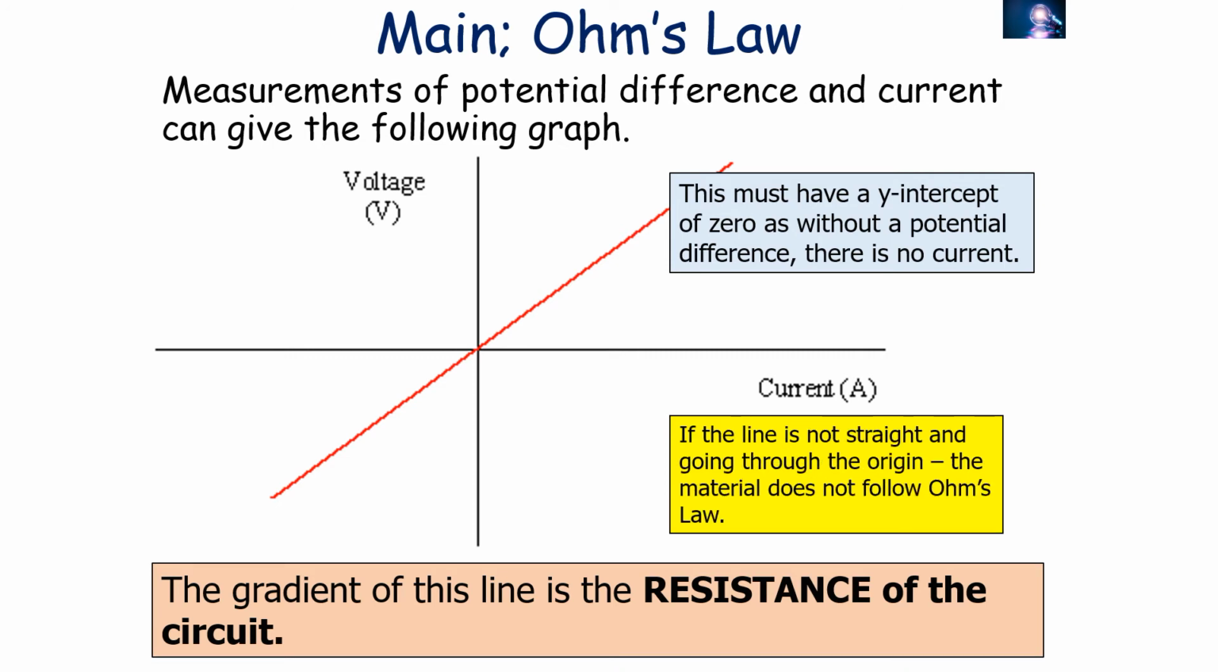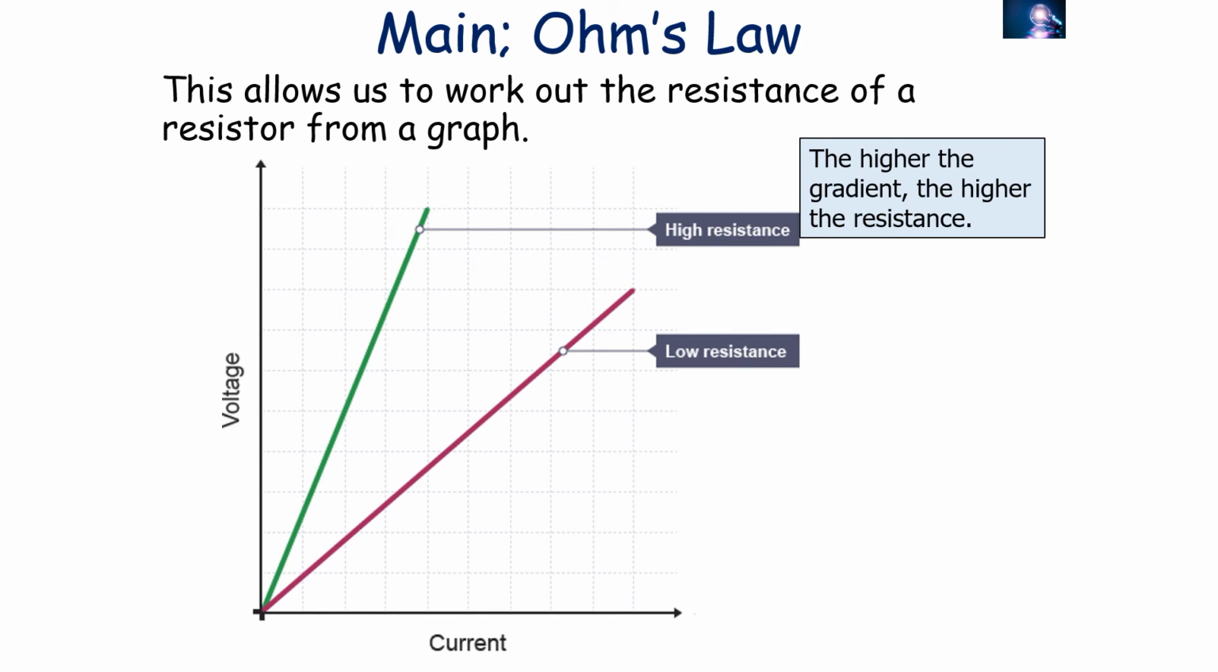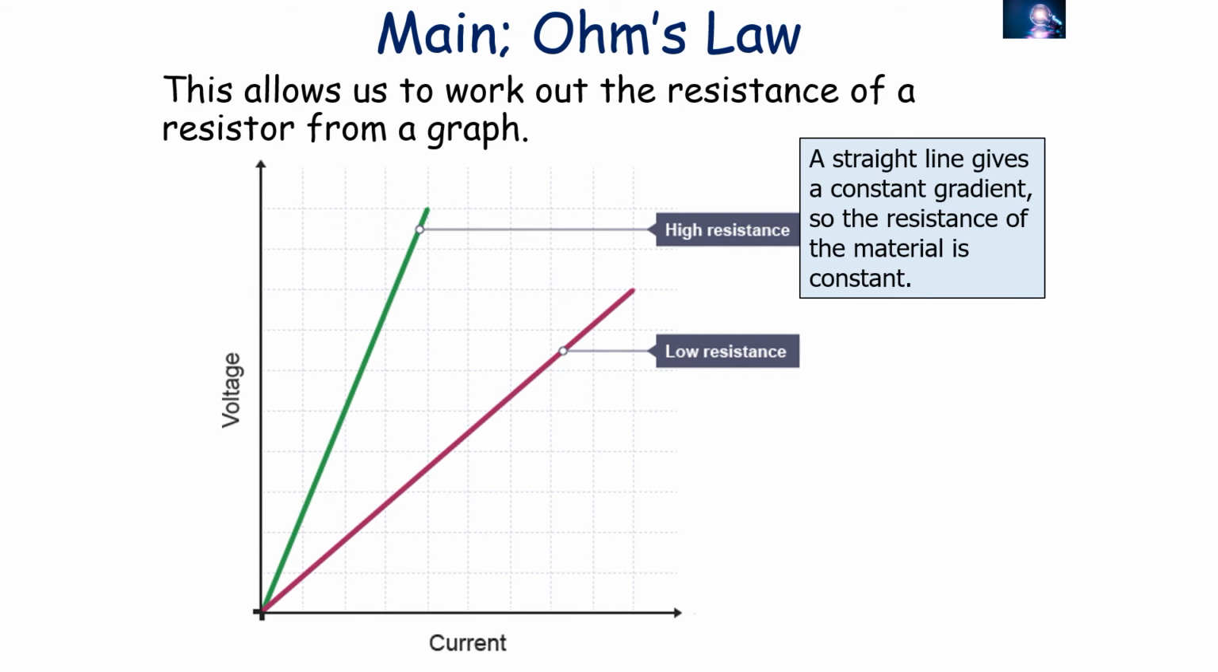So if the line is not straight and does not go through the origin, then the material does not follow Ohm's law. Now, we can work out the resistance of a resistor from a graph. Now, if you put potential difference or voltage on the y and current on the x as mentioned before, you will get the gradient of the line, how steep the line is, to be the resistance. So the higher the gradient of the line, the higher the resistance. The lower the gradient of the line, the lower the resistance. And a straight line gives a constant gradient, so the resistance of the material is constant.